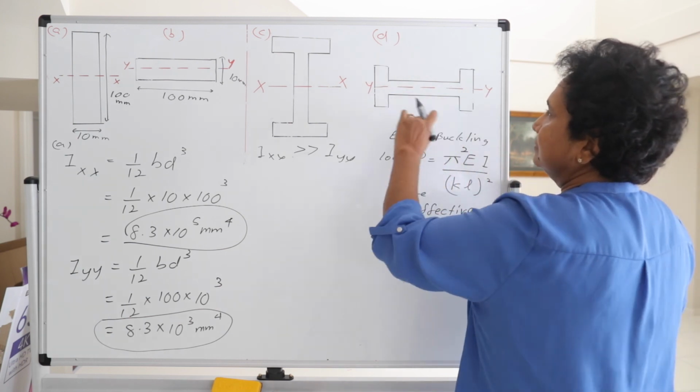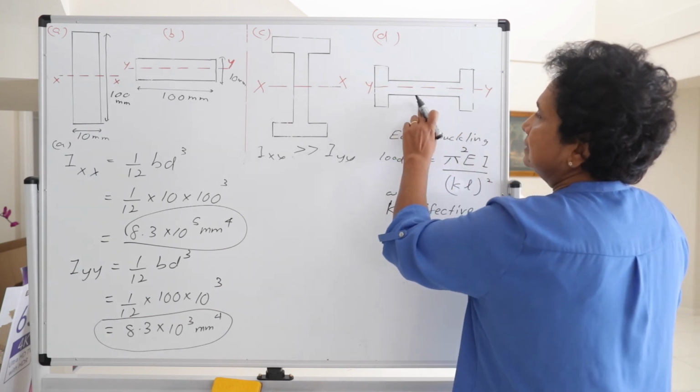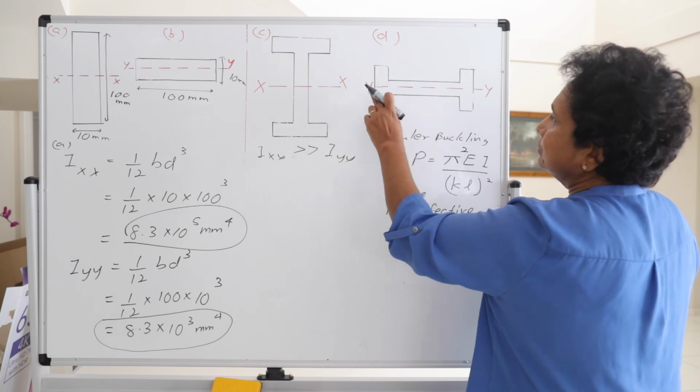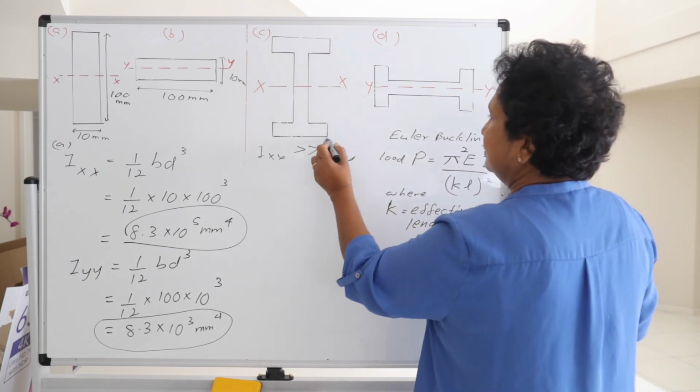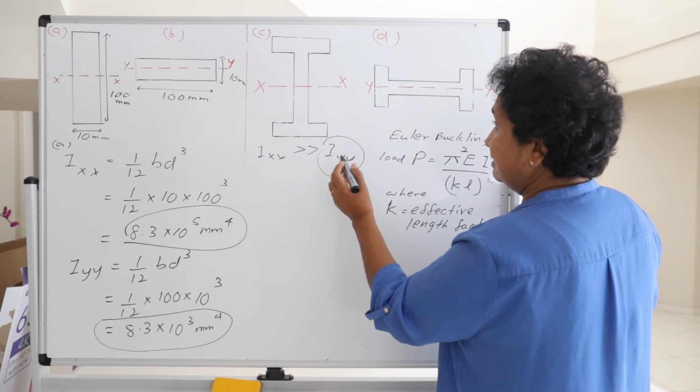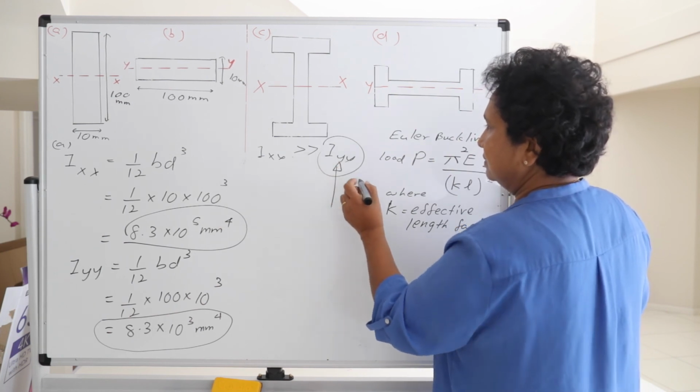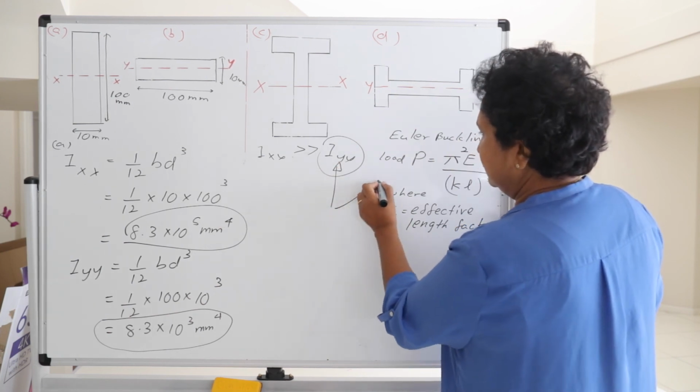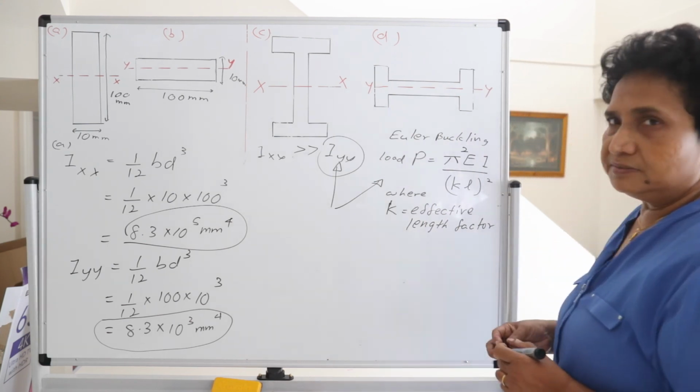So that's why we always take the weaker axis, or the lesser value of I, Iyy. So this is the value you have to take when you are calculating the Euler buckling load.